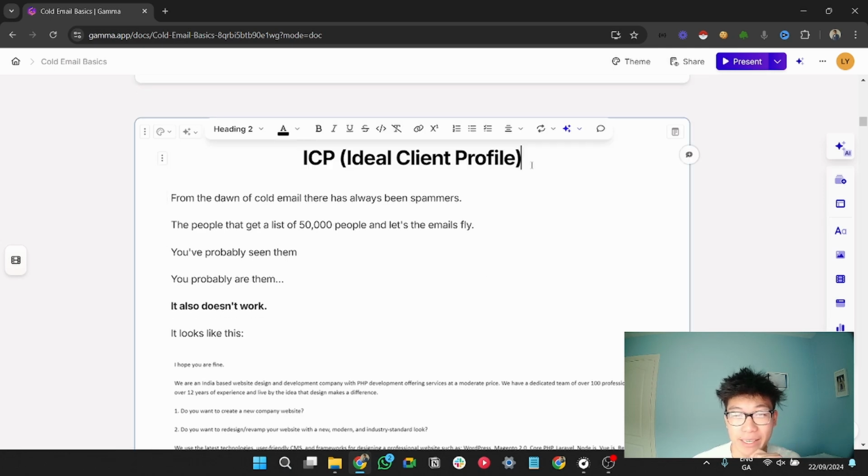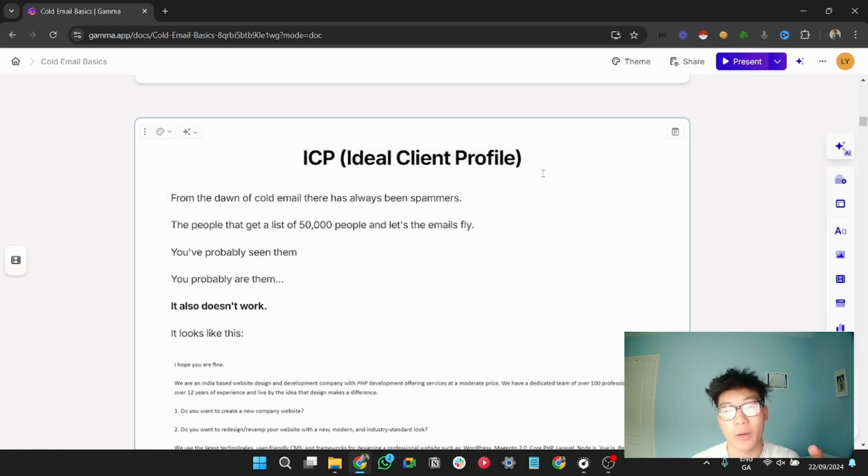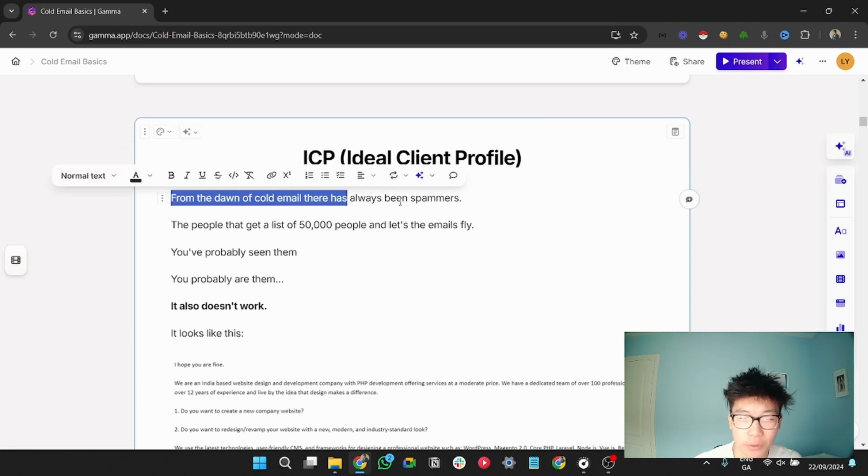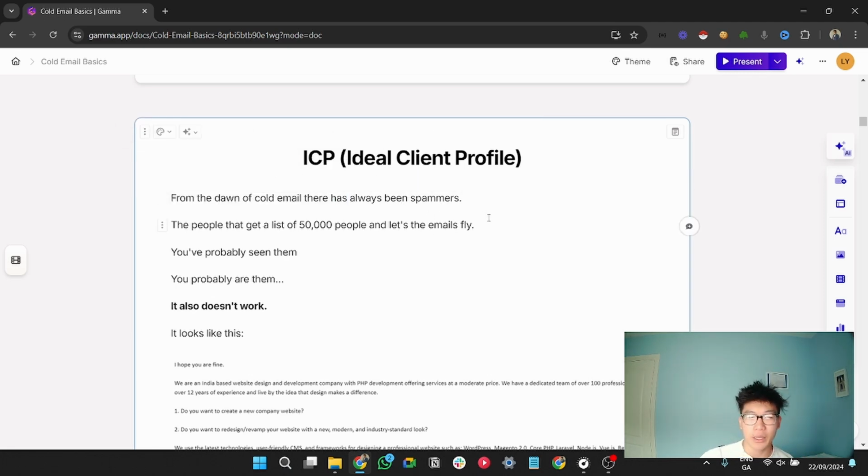So the ICP, ideal client profile. You now have your offer and what you're selling to people. So your ICP is basically who you're selling to. From the dawn of cold email, there have always been spammers. The people that get a list of 50,000 people and let the emails fly, and they just let it go.